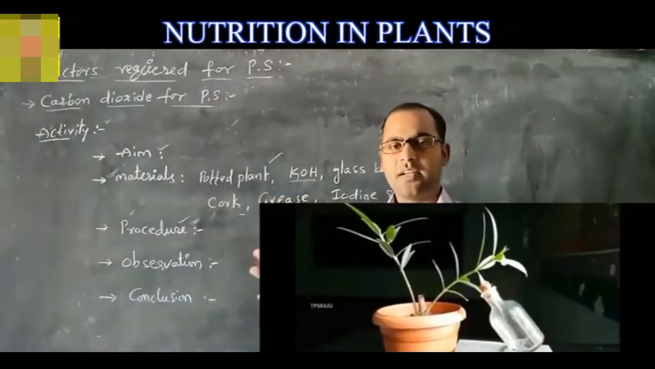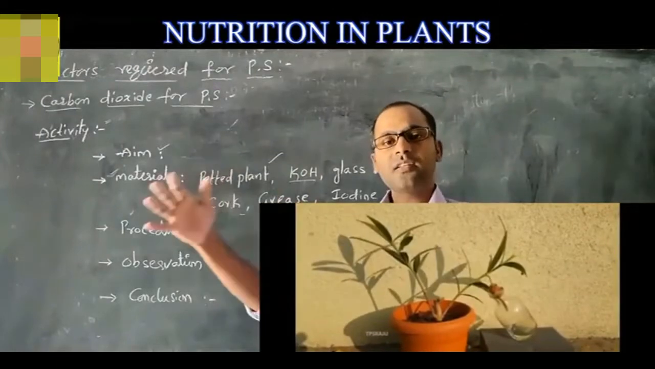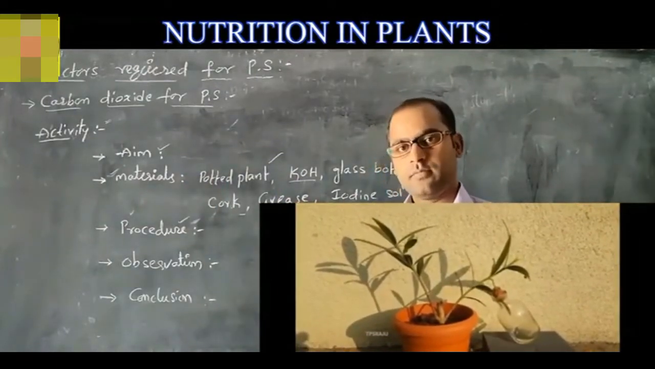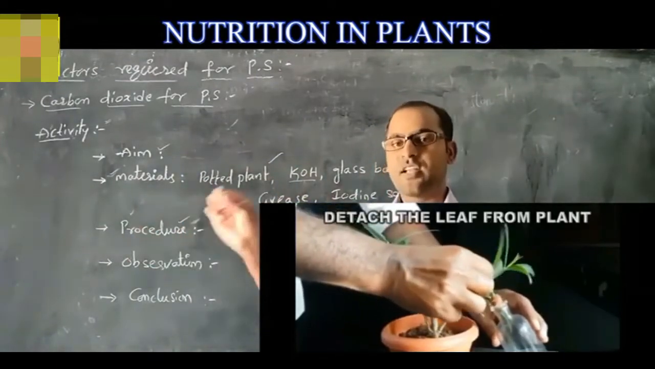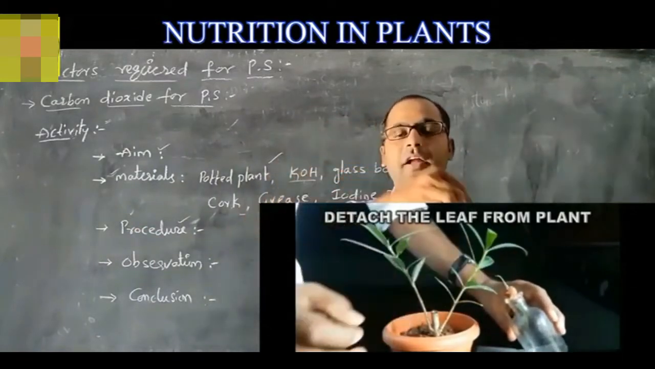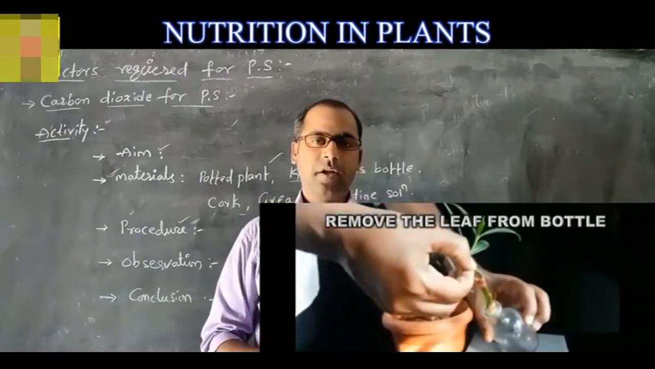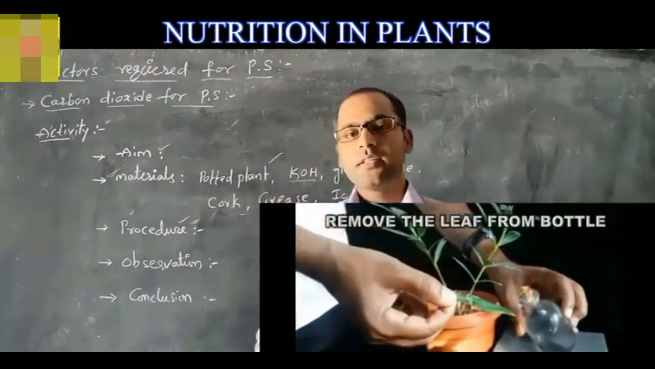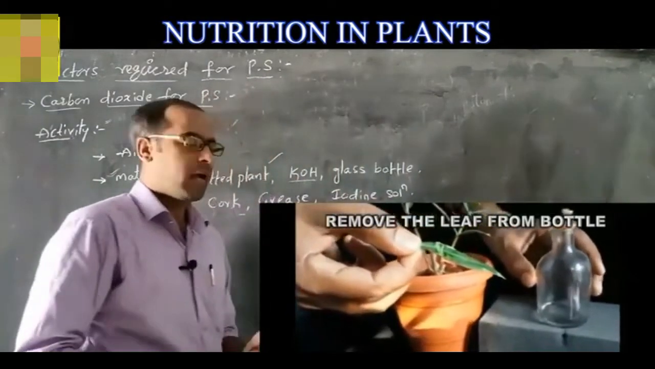The entire experimental setup is done now. Then place it in sunlight for 3 to 4 hours. Okay, then after that detach the leaf from the plant and place it in a petri dish. Then apply some iodine solution on that. Yes, then we can observe what is going to happen.